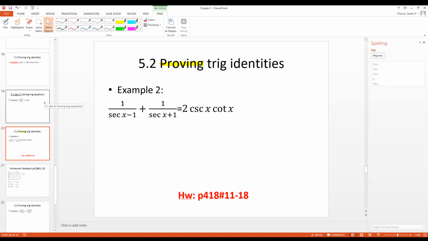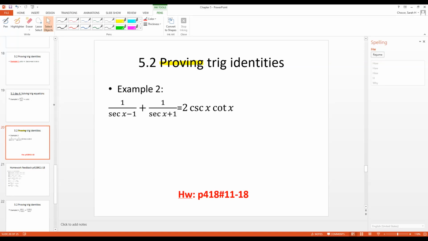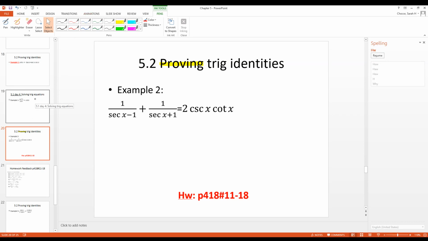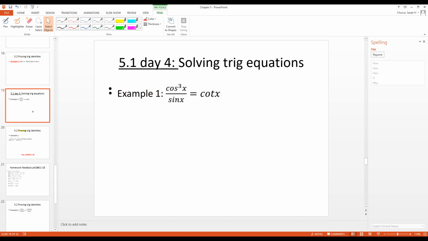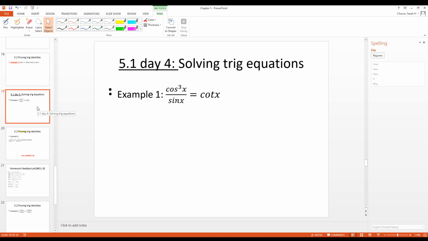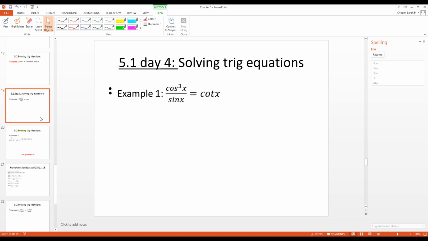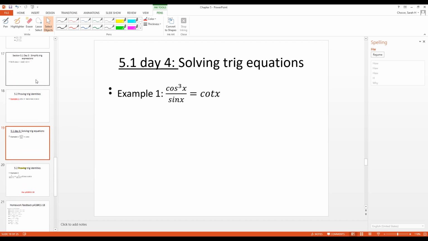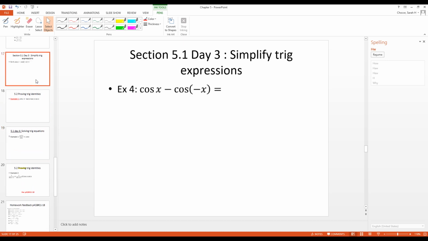In this video, we're going to talk about proving trig identities, which is a new objective in section 2 of chapter 5. Previously, in section 1, we worked with two objectives. We worked with solving trig equations. So we had an equation and we had to solve it. So we had to get to a solution, which is x values, which are angles in radian. And we worked with simplifying trig expressions.